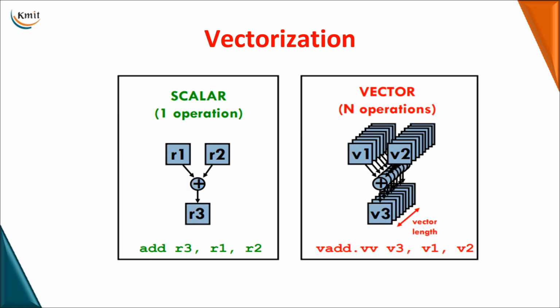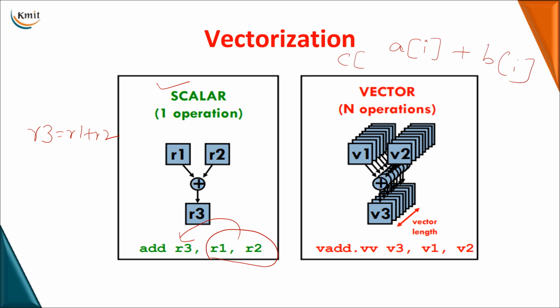Before seeing what vectorization is, let me take an example. I want to add two numbers R1 and R2 and store the result in R3. So you write the instruction as R3 = R1 + R2. Each individual value will be summed up and stored, and each such individual operation we call a scalar operation. Now if I want the same thing to be done on an array, I'll write A[i] + B[i], and the result will be stored in C[i].